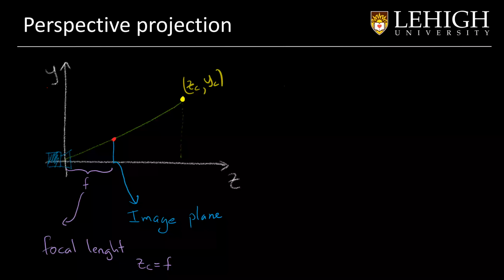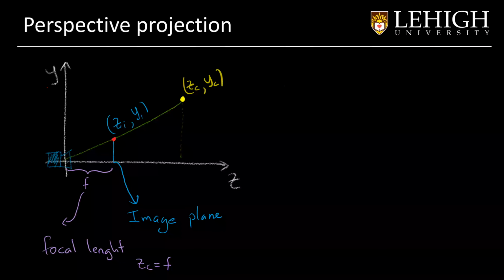And we will have that the z coordinate of the projected point will be equal to the focal point. So now we know we have the information of the z-axis and the y-axis in the image. However, we don't have yet the information in the space.